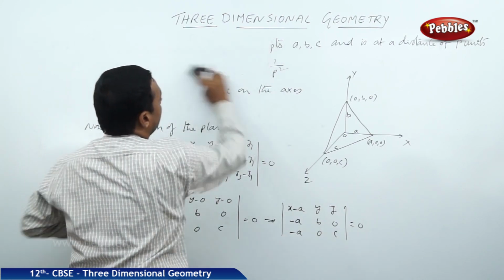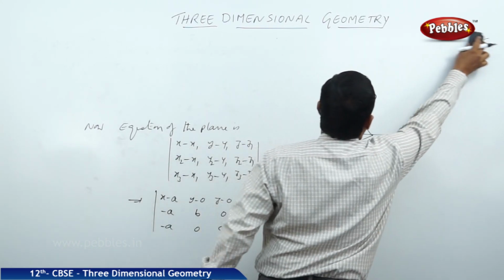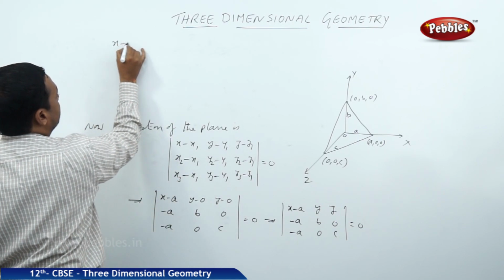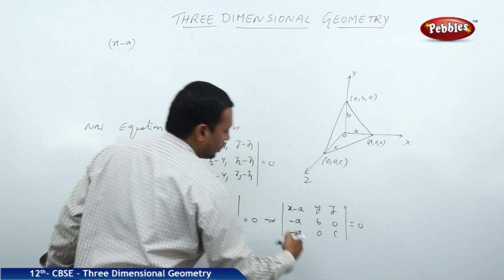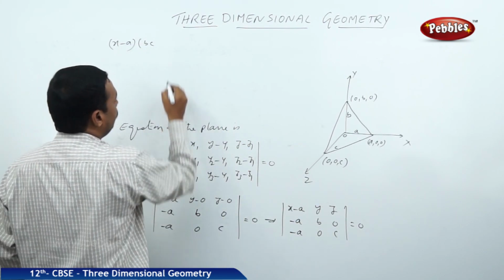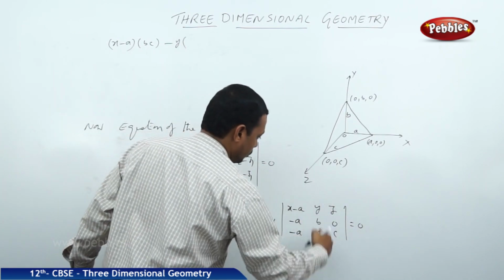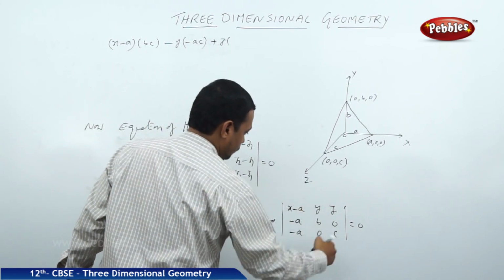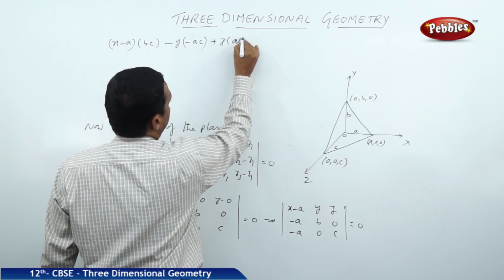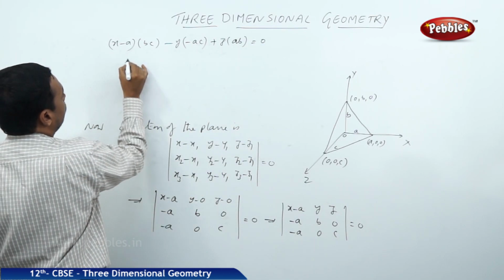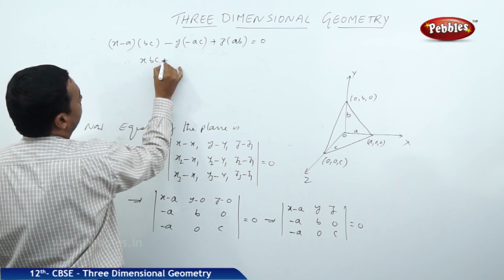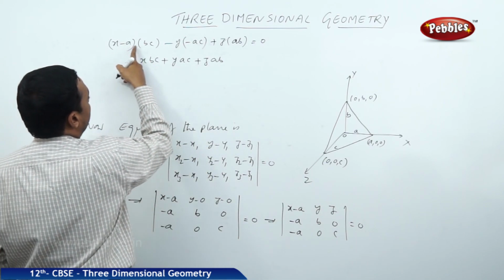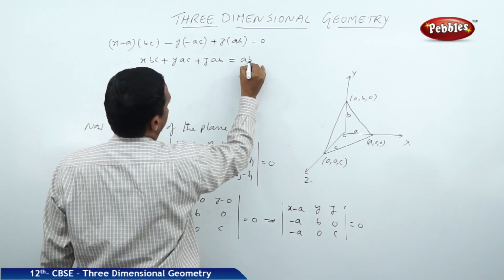After expanding the determinant, we get the equation of the plane in Cartesian form. Now the equation is x minus a into, deleting the corresponding row and column, that is bc minus 0, minus y into minus ac, plus z into plus ab is equal to 0. Therefore, it is x bc plus y ac plus z ab minus abc, move to the right side, plus abc.